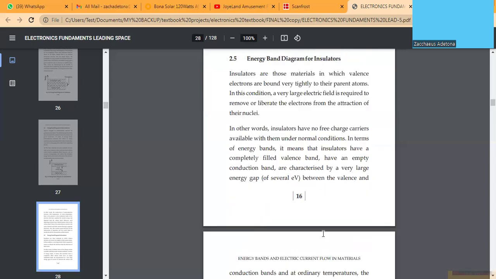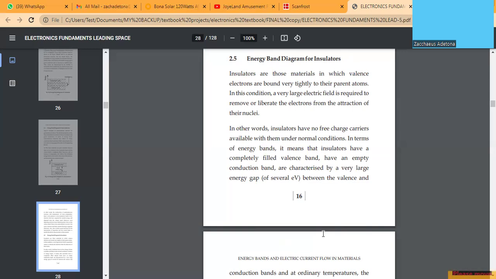Now, energy band diagram for insulators. For insulators, we find that electrons are tightly bound to their parent atoms. In that condition, the electrons are not free to move or break away from the valence band. So they are tightly attracted to their nuclei. In other words, insulators have no free charge carriers, and the free charge carriers we are talking about are nothing but the electrons. They don't have free electrons that can constitute electric current flow under normal conditions.